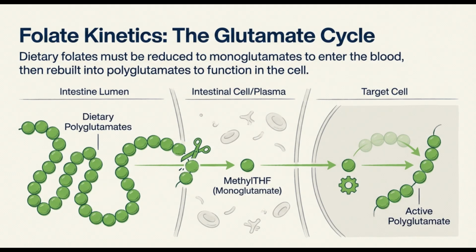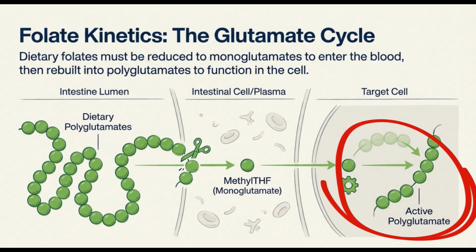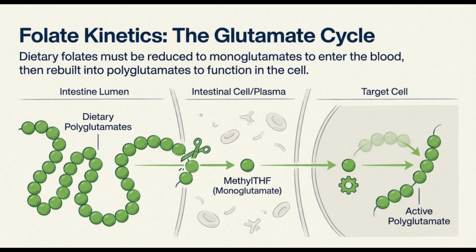Folate's journey is all about modification, kind of like building with Legos. In our food, it exists as these long chains, which we call polyglutamates. Now, to get absorbed from our intestine into our blood, those long chains have to be snipped down into single units, or monoglutamates. But then, as soon as it gets inside the target cell, the cell immediately starts rebuilding that chain, turning it back into an active polyglutamate. Why? Well, this process traps the folate inside the cell so it can't escape and can get to work.